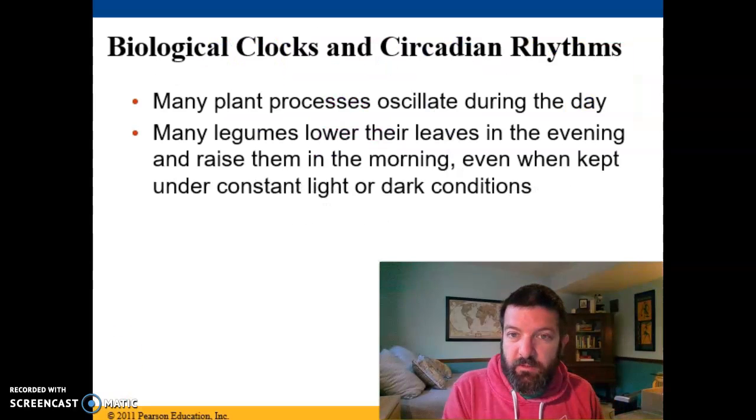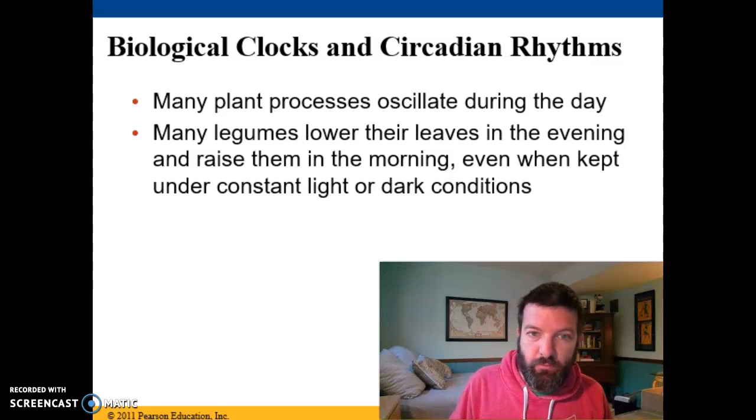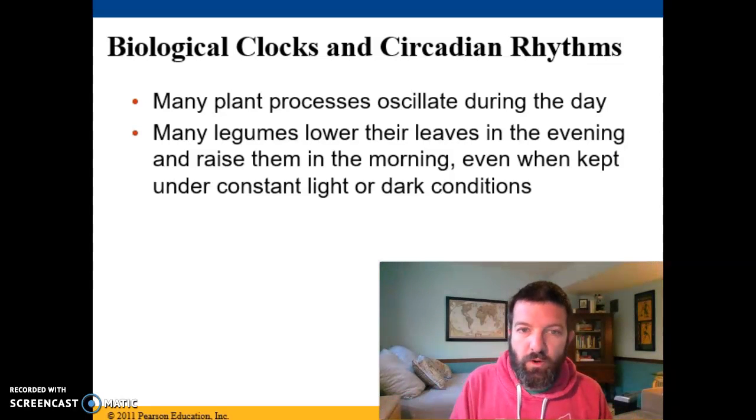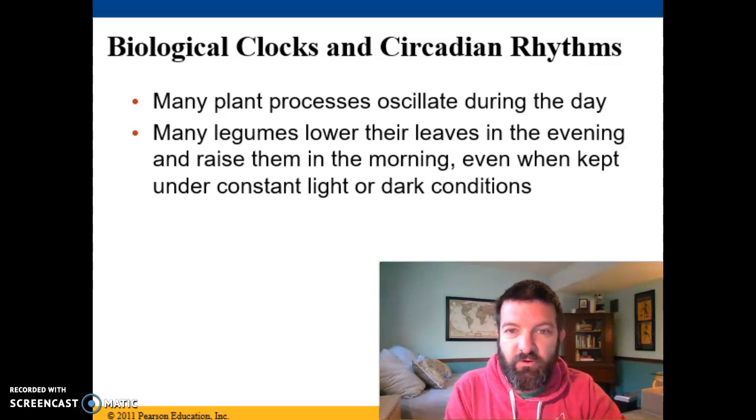Also, like animals, a lot of plants have circadian rhythms, which means a rhythm, a clock that kind of goes along with the day. And their processes might be different in the morning than they are in the evening or at night or versus during the day.